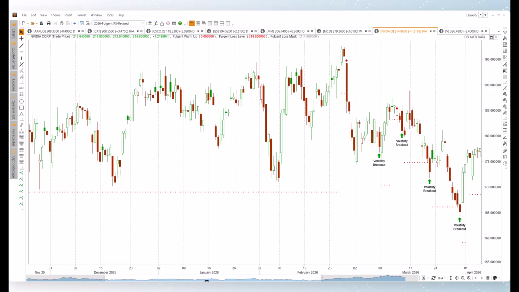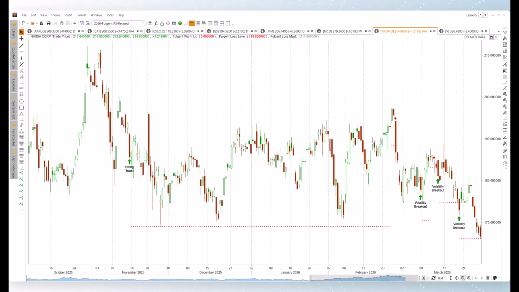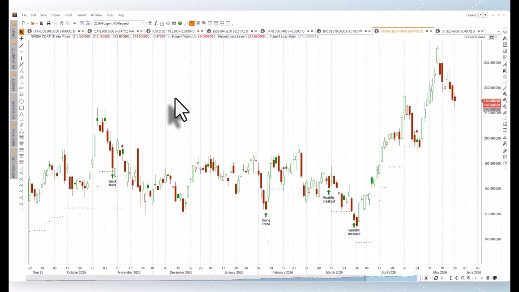Now this is a particularly difficult chart because Nvidia was stuck in a base for a very long time, a consolidation base there. But so far fantastic trades there on the hourly, 4-hour and daily basis for Nvidia, using the volatility breakout and swing trade and the other two AI strategies.